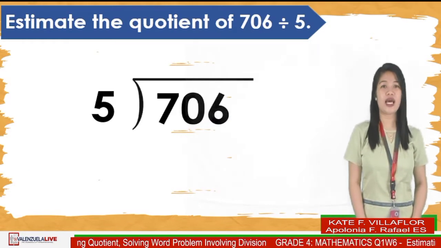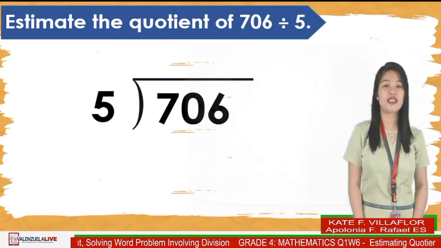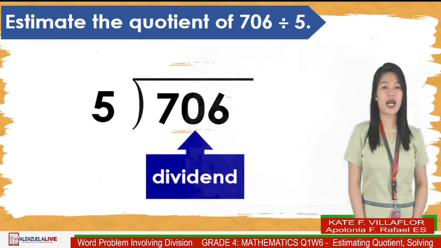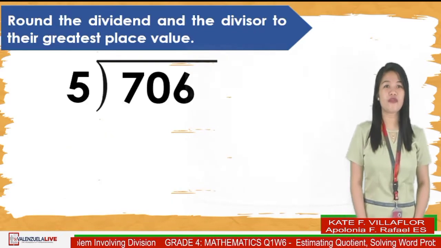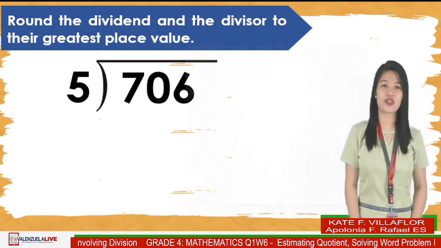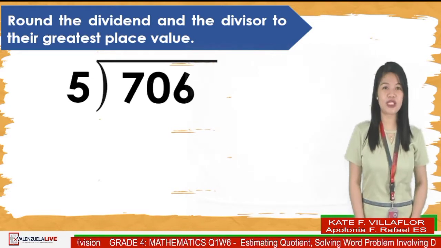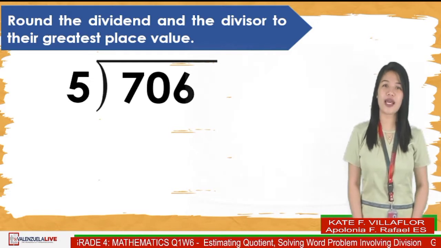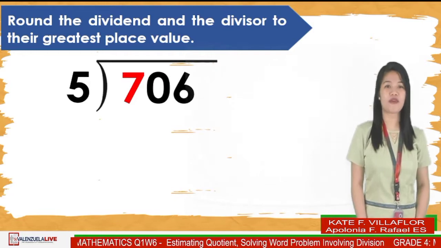Next example, let's estimate the quotient of 706 divided by 5. First thing to do is to round off the dividend and the divisor to their greatest place value. First is to round off the dividend, which is 706. The digit with the highest place value is 7. The digit to the right of 7 is 0.